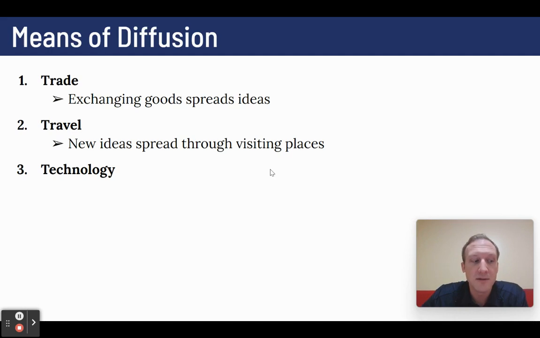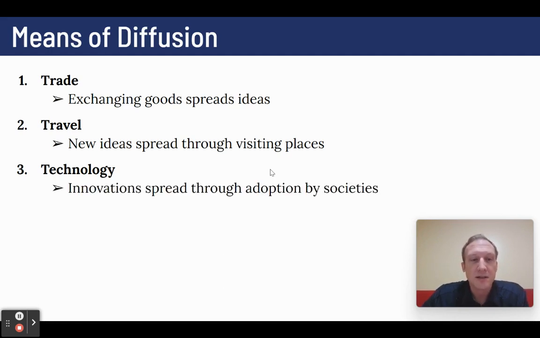Technology is our third means of diffusion, and technology diffuses culture primarily because innovations spread through adoption by societies. So, for example, cell phones and iPhones. iPhones started again in the United States, and now countries all over the world and people all over the world use iPhones. That's what we mean by technology as a means of diffusion.